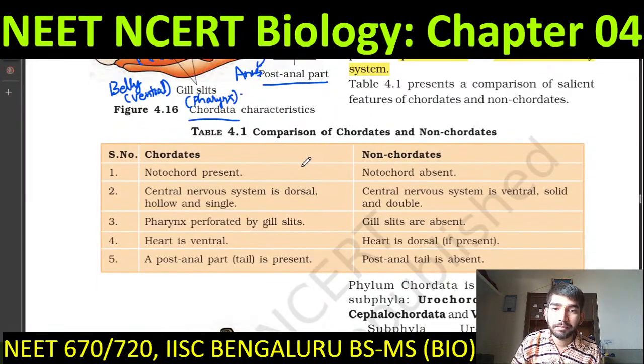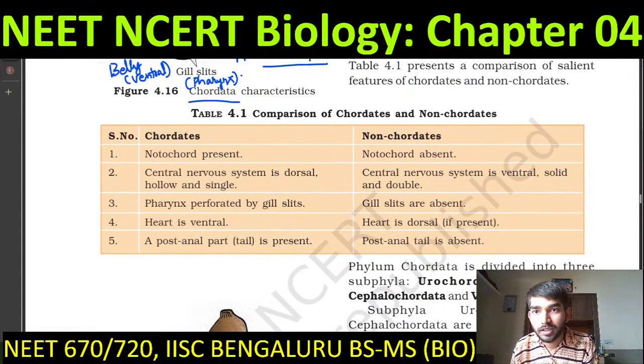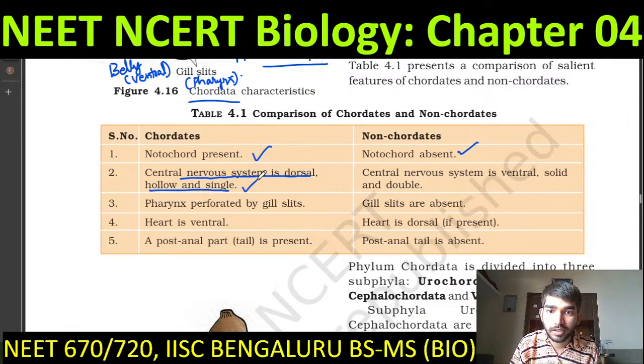So this can be asked maybe in your board exams, but not so much directly. But still, you should know this, because notochord is present in chordates, absent in non-chordates. Central nervous system is dorsal, hollow, and single. Here in non-chordates it is ventral, solid, and double. Opposite: dorsal, ventral, hollow, solid, single, double. Although single and double are not opposites, you can just remember it like this.